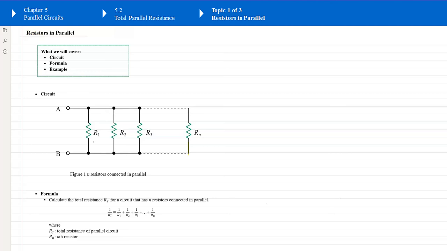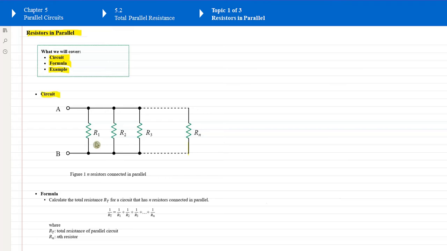In this lesson, we learn about circuits that have resistors connected in parallel. First, we take a look at the circuit, and then we learn a formula to find the total resistance of a parallel circuit. And then we have one example. In the example, I show you how to apply this formula.